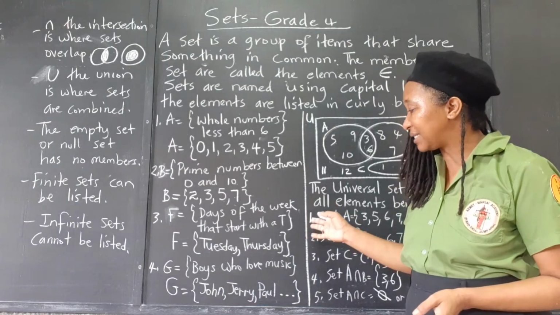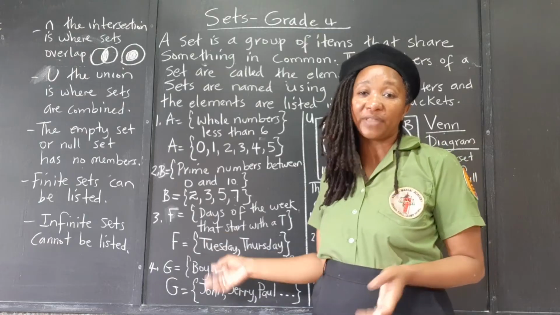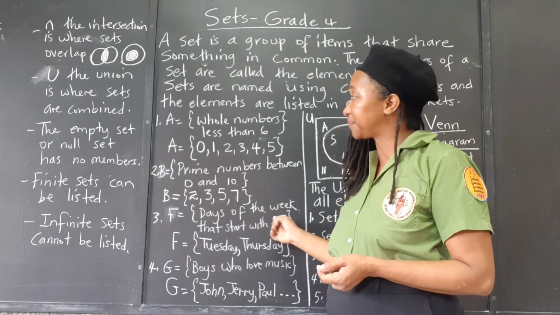Days of the week that start with T, just two of them, Tuesday and Thursday. That's a very finite set.